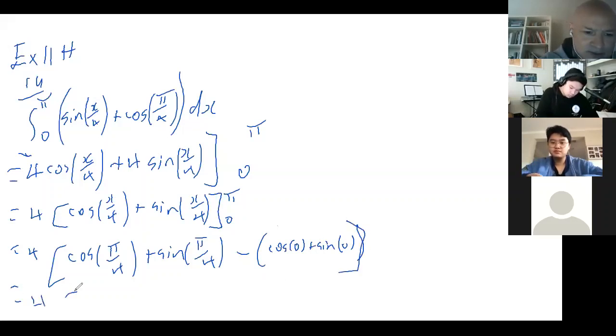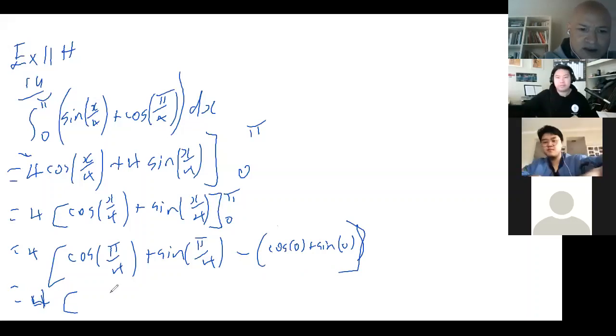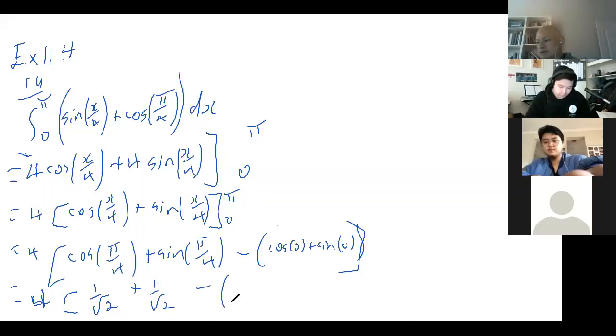I've got my 4. Cos of pi on 4 is 1 on the square root of 2. Sine of pi on 4 is 1 on the square root of 2. Minus cos of 0, which is, did I miss something? No.